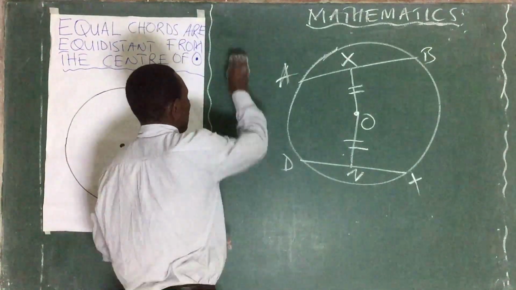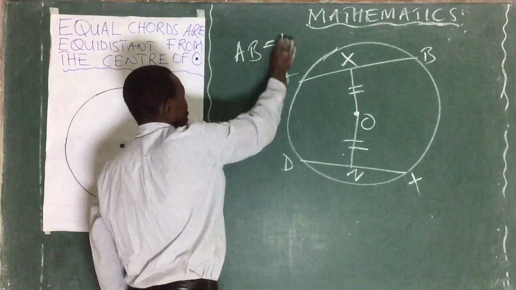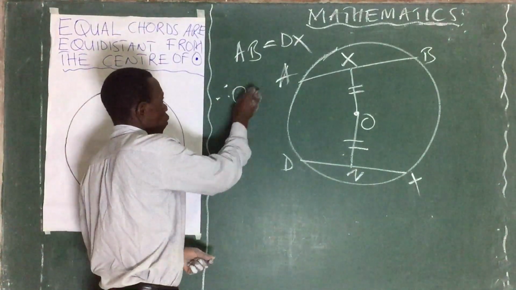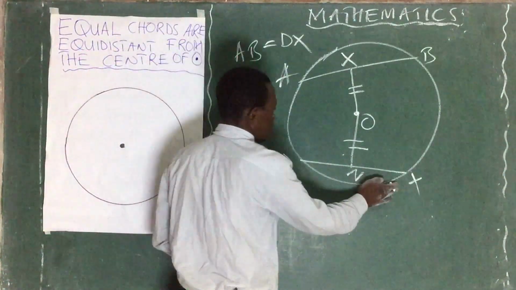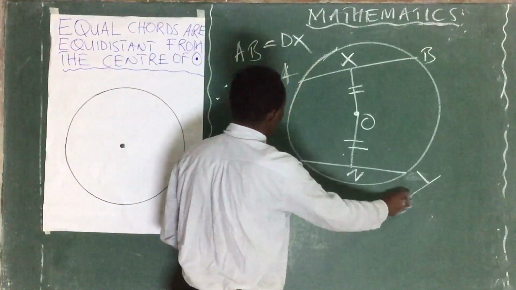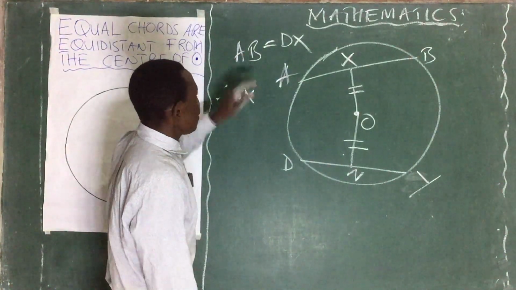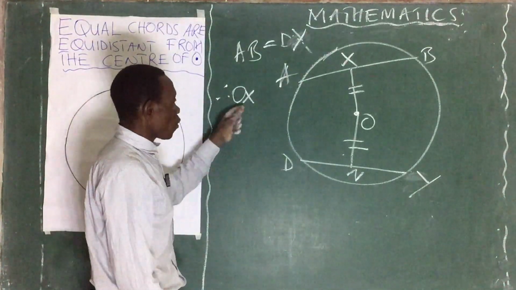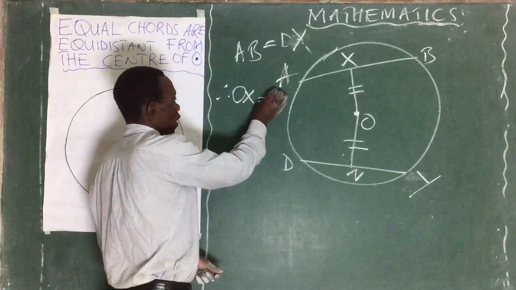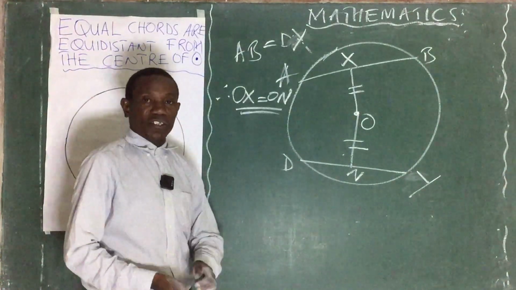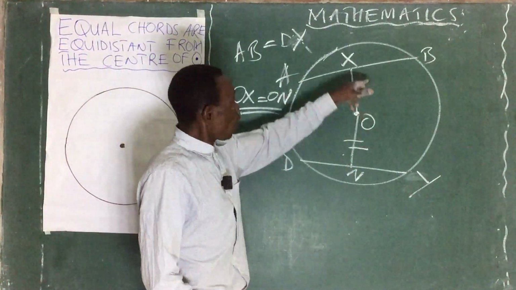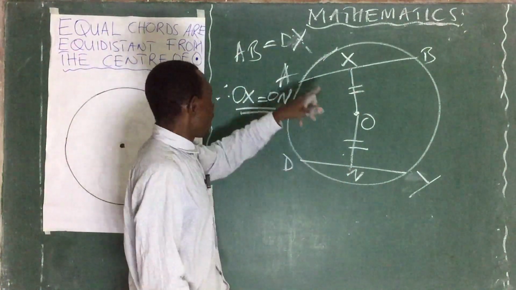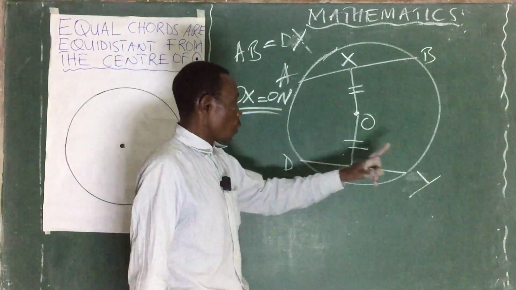Equal chords, meaning that if AB is equal to DX, we should expect that... Oh no, let me use a different letter here. Y. That is to say, if AB is equal to DY, then we should expect OX being equal to what? ON. And the converse is true. That is to say, if OX is equal to ON, therefore AB is equal to DY.